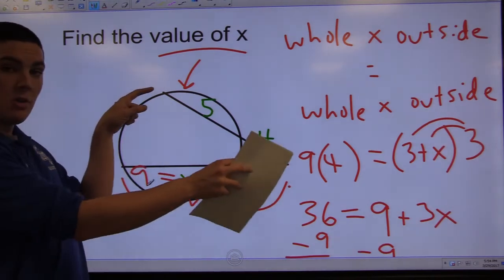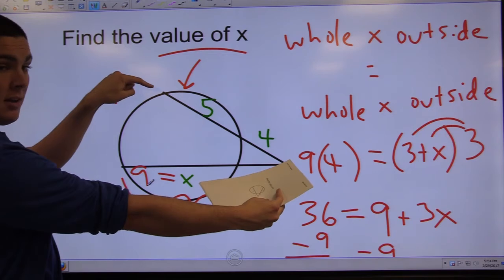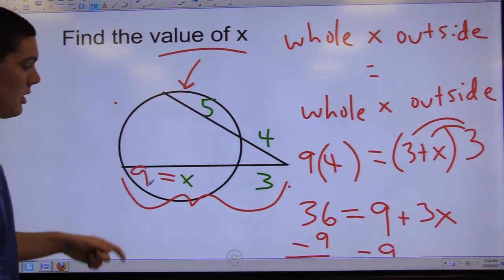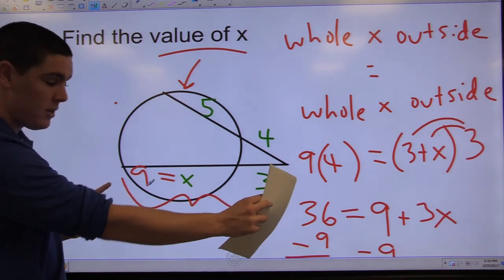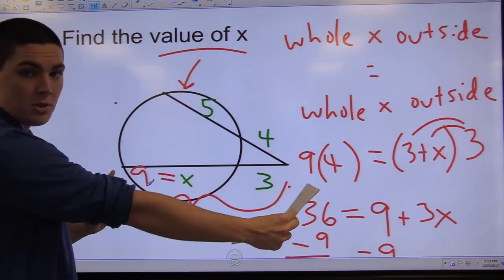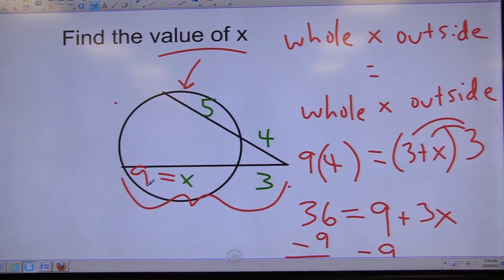So it's the whole times the outside is equal to the whole times the outside. The whole thing here is 9. The outside part's 4. 9 times 4, we've already done, 36. The whole thing here is 12, because 9 plus 3 is 12. The outside part's 3, so 12 times 3 is 36. So it looks like it works out. We did it correctly. So hopefully that makes sense now.